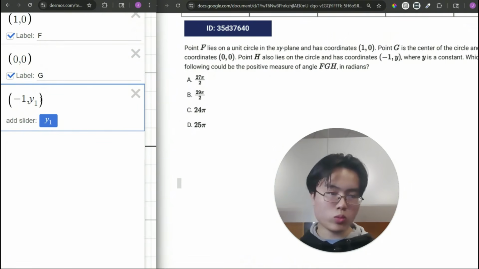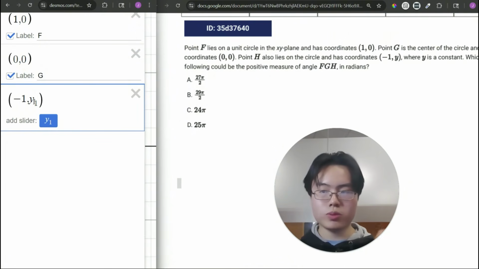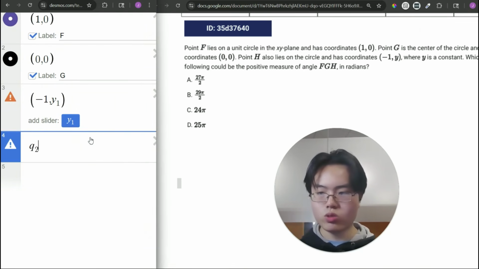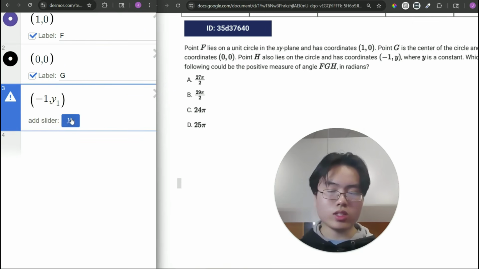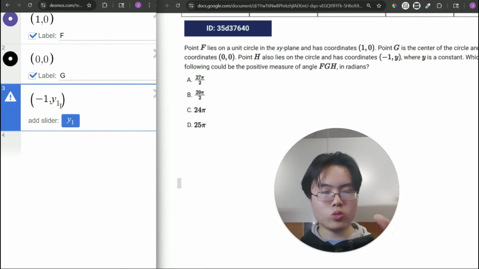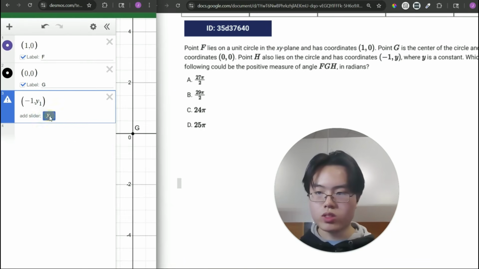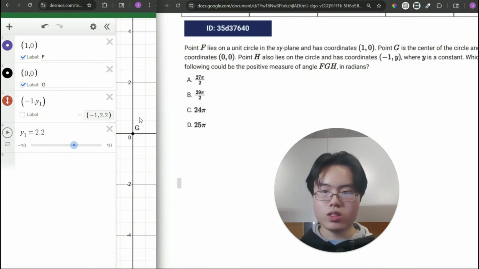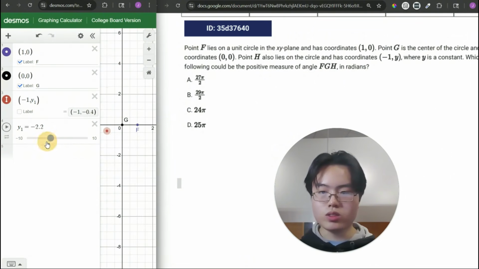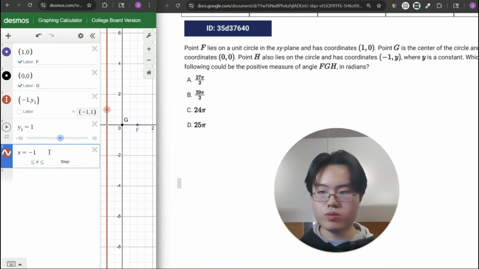If you type a 1 right after a variable, or actually after any letter at all, it automatically puts any number after it as a subscript. So I can do that. Now it's a constant. It's not a variable, because as long as it's lowercase y or x, but y1 doesn't count as a variable. So now I can make a slider for it if I wanted to and drag it around. And you can see that that point is just on the line x equals -1.